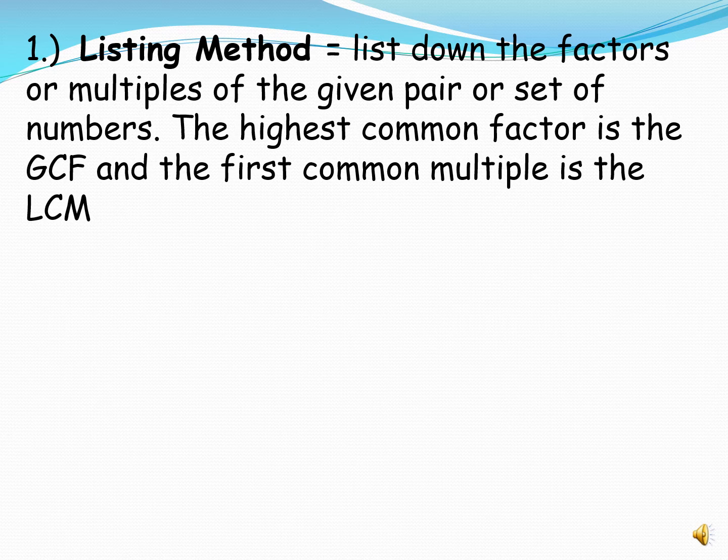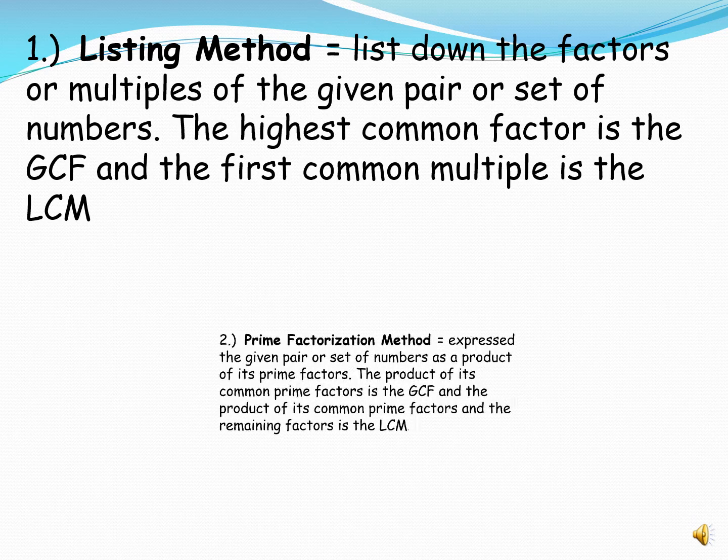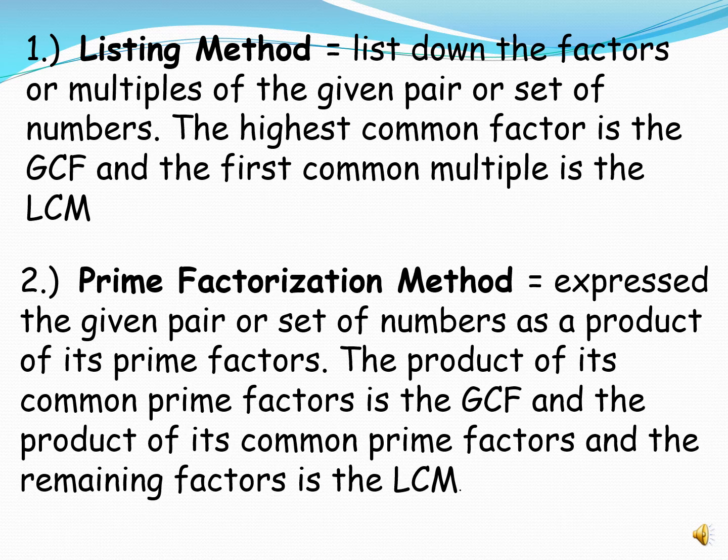Listing method. We list down the factors or multiples of the given pair or set of numbers. The highest common factor is the GCF, and the first common multiple is the LCM. Prime factorization method. Express the given pair or set of numbers as a product of its prime factors. The product of its common prime factors is the GCF, and the product of its common prime factors and the remaining factors is the LCM.